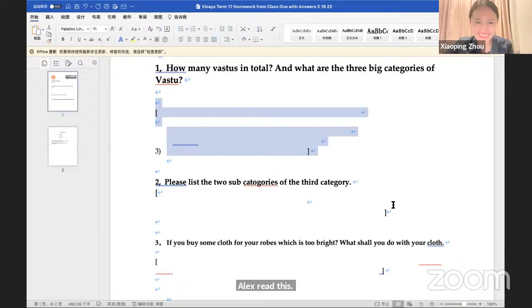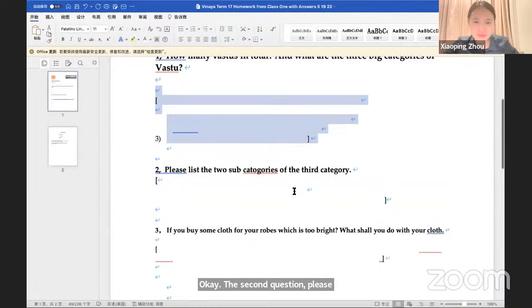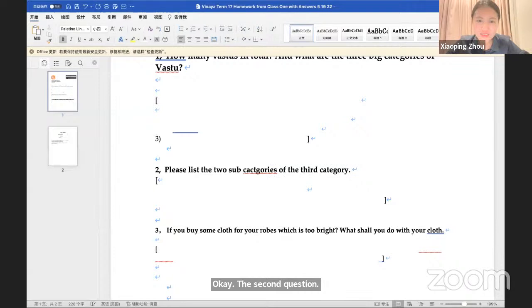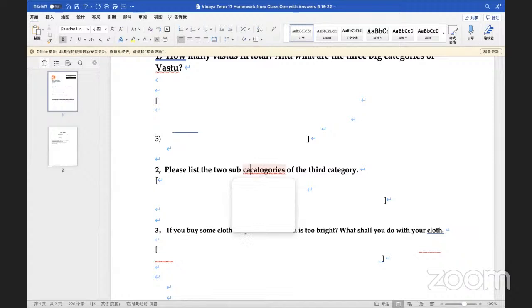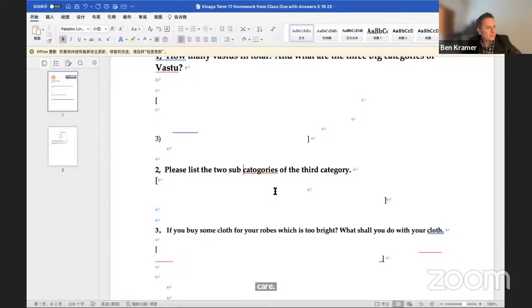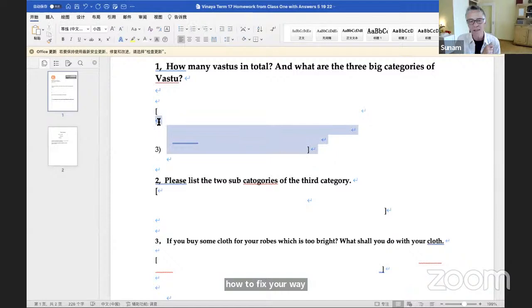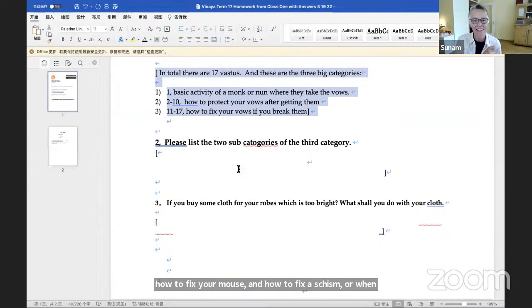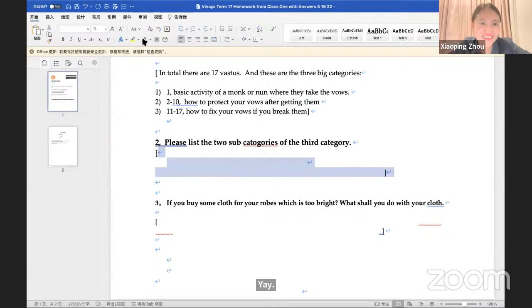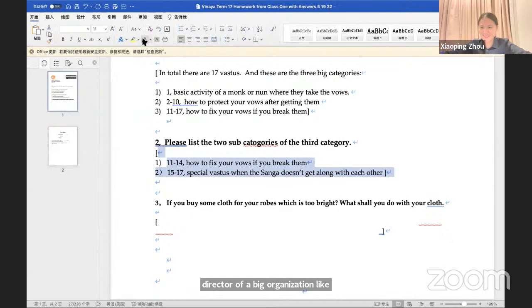Please list the two subcategories of the third category. You remember? How to fix your vows and how to fix a schism, or when people are fighting or arguing. Yay. As a director of a big organization, we need to master this, right? Oh, okay. Thank you for the hint, Alison.